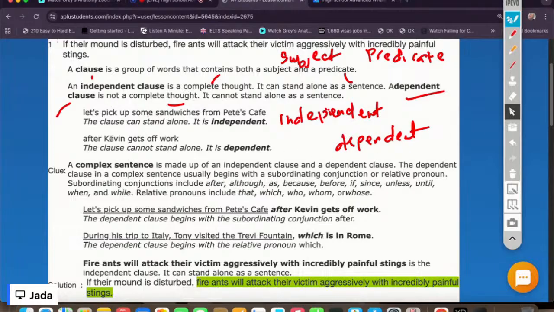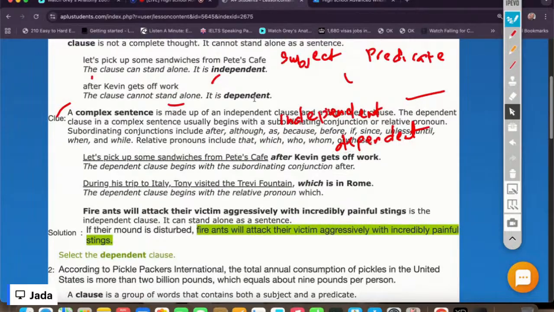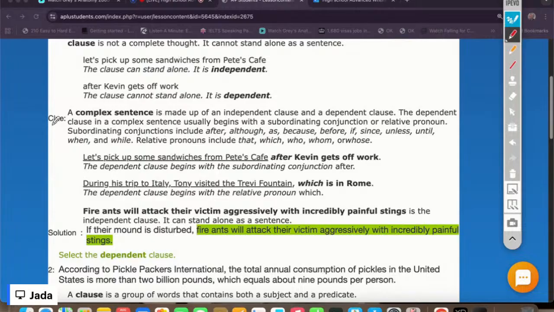All right, so we have the examples. We have: let's pick up some sandwiches from Pete's Cafe. The clause can stand alone, it is independent. Now, after Kevin gets off work. Now the clause cannot stand alone because it just says after Kevin gets off work. What happens after he gets off work, okay? So that's why this is a dependent clause.